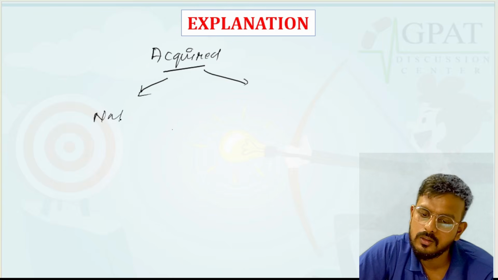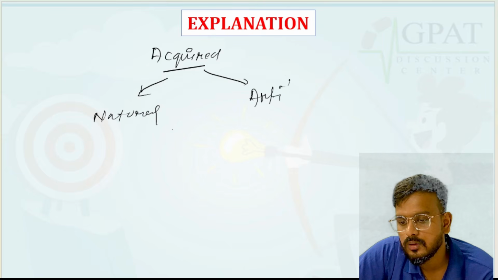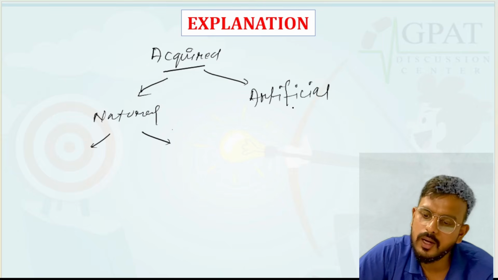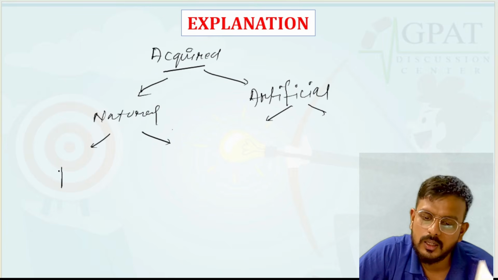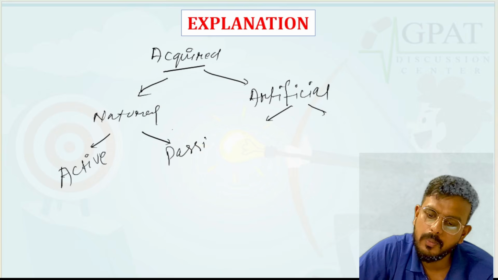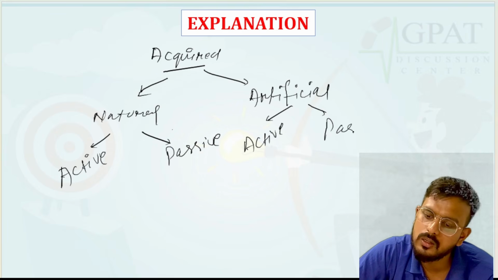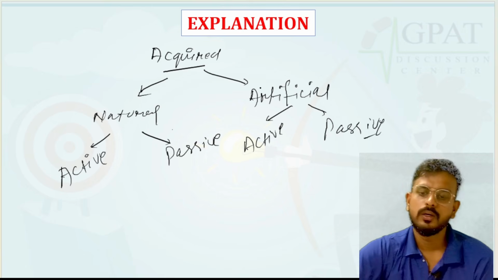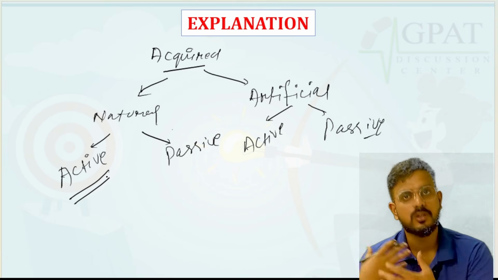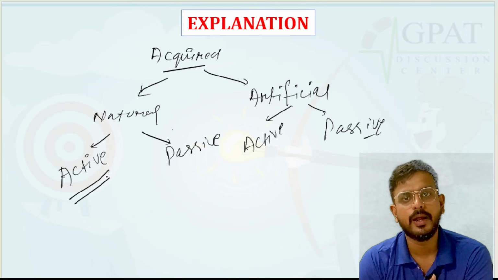Again, natural is of two types, and artificial is also of two types. Either it is active or it is passive. Similarly, either it is active or it is passive. Acquired natural active immunity is basically developed when you are exposed to a certain pathogen. If your body develops immunity, that comes under natural acquired active immunity.